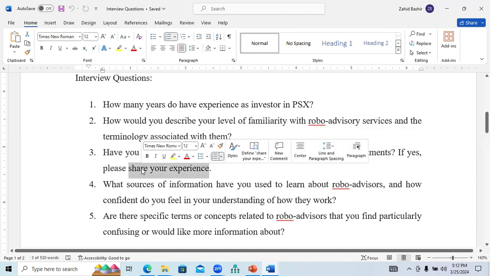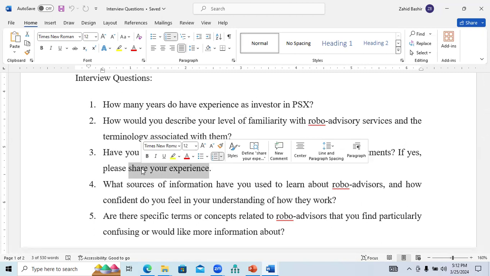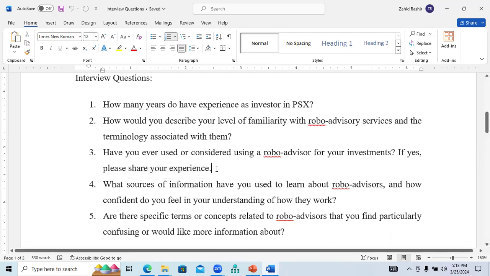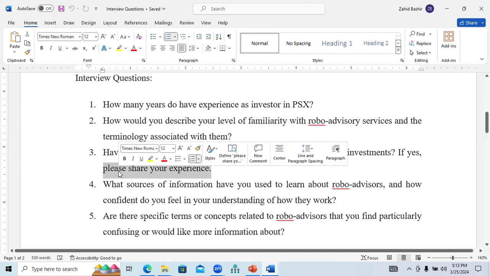Maybe some of the investors might have used this service in other countries, because people from Pakistan might have experience in other financial markets also, like the London Stock Exchange, New York Stock Exchange, and so on. They might have used robo advisory there, and then they came to Pakistan and found that there is no robo advisory here. So I needed to find out their experiences.